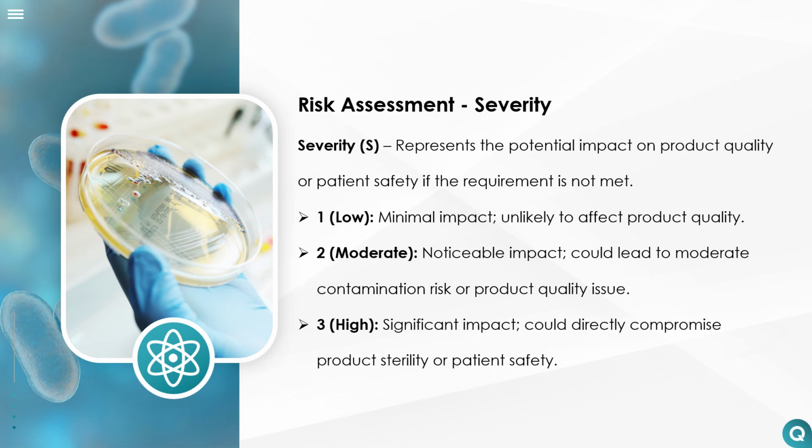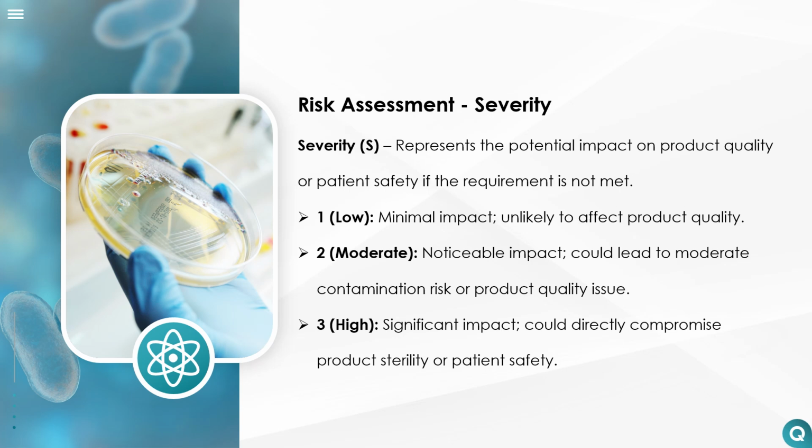Severity helps us gauge how serious an issue could be if it is not controlled, with a direct link to product quality and patient safety. Here's how we categorize it. 1 is low severity. This represents a minimal impact. Issues in this category are unlikely to affect product quality or patient safety significantly. Think of minor procedural deviations that don't pose a real risk to sterility. They're worth noting but are unlikely to cause harm.